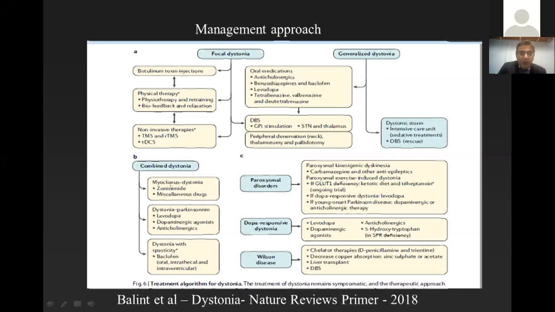If you have combined dystonia, myoclonus dystonia, for example, zonisamide has been found to be useful, and some of these patients do very well with GPI stimulation. Dystonia parkinsonism, symptomatic treatment might be levodopa. Dystonia with spasticity, symptomatic treatment is baclofen and other forms of treatment. Don't forget dopa-responsive dystonia, and don't forget Wilson's disease, both from the investigation point of view, but also from the treatment perspective.